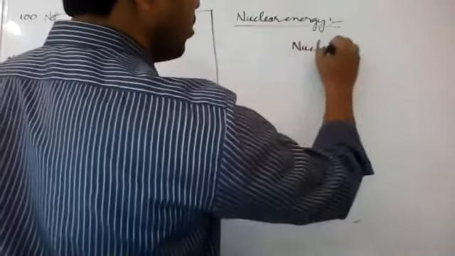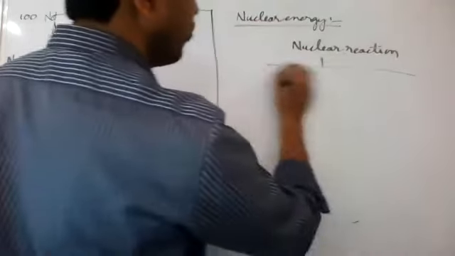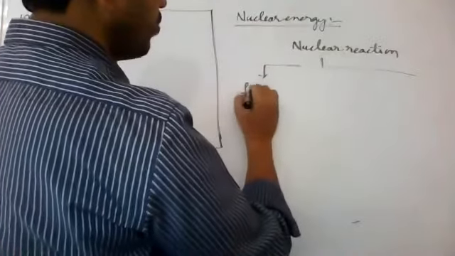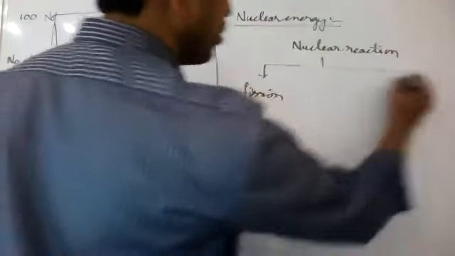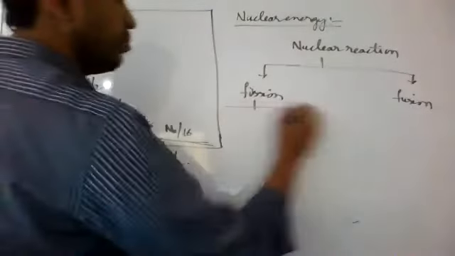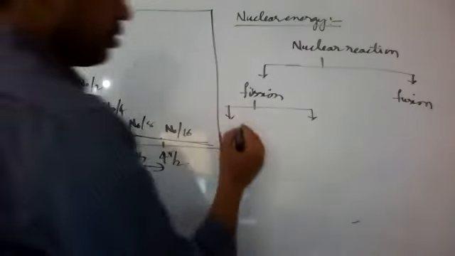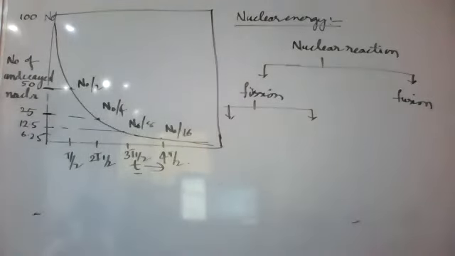To understand this, in nuclear reactions you have two types of reactions: nuclear fission and nuclear fusion. Fission means breaking of a heavy nucleus into small intermediate nuclei, and fusion means combining small nuclei to form a bigger nucleus. Now, what is fission?